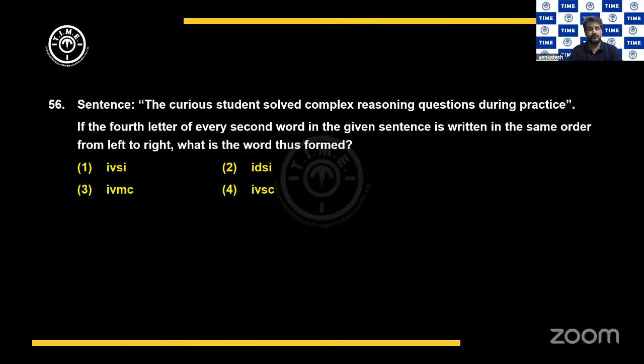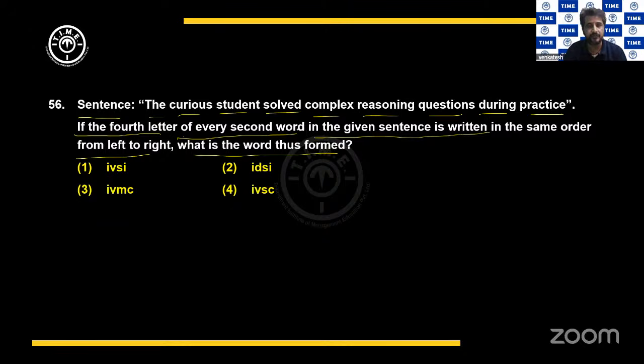Right. This is the latest question. Read the sentence: The curious student solved complex reasoning questions during practice. Now, if the fourth letter of every second word in the given sequence is written in the same order from left to right, what is the word thus formed? Fourth letter of every second word. What are the every second words? Curious, solved, reasoning, during.